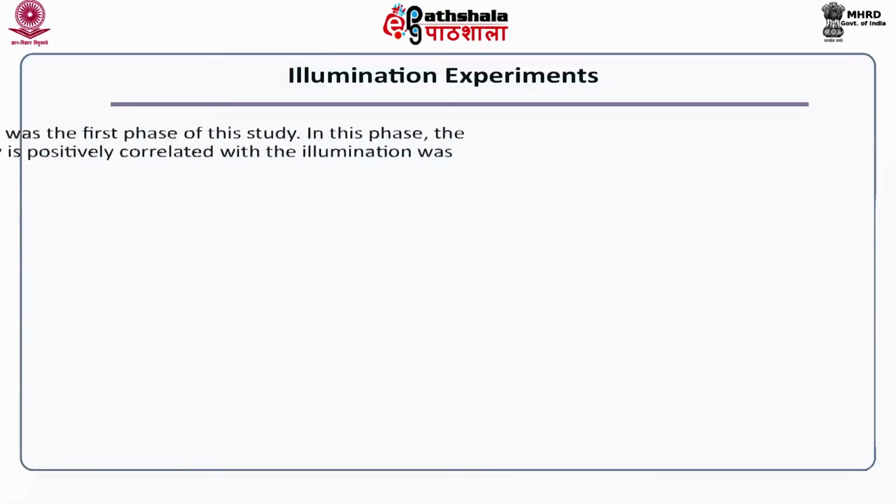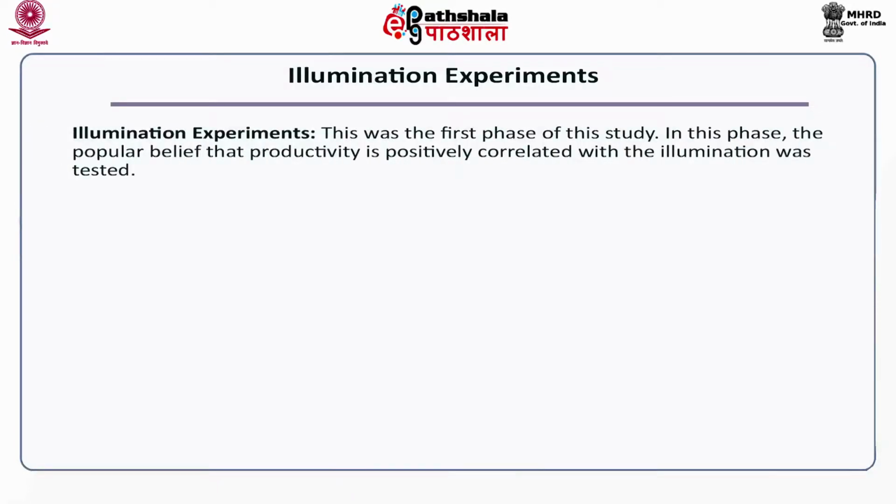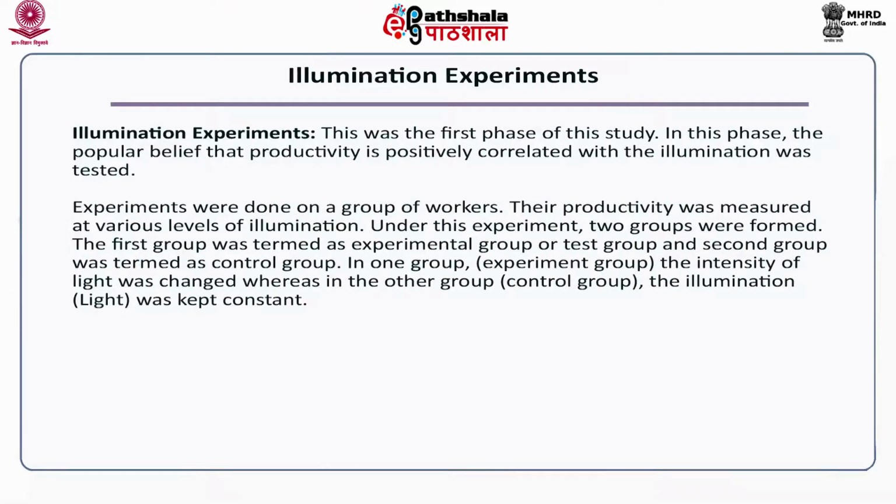Illumination experiments. This was the first phase of this study. In this phase, the popular belief that productivity is positively correlated with illumination was tested. Experiments were done on a group of workers. Their productivity was measured at various levels of illumination.